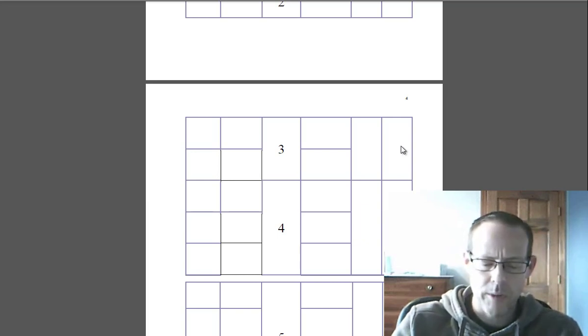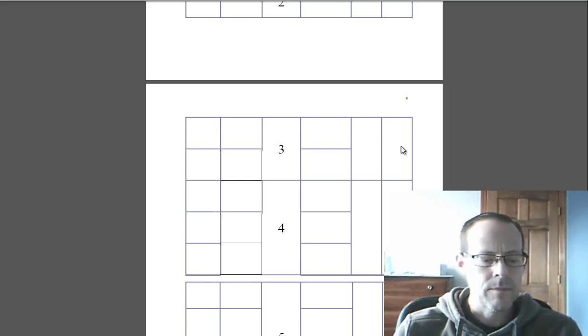So this is trigonal pyramidal. Bond angle is still 109.5, or approximately. It's a little bit less than 109.5. And the hybridization is still going to be Sp3.